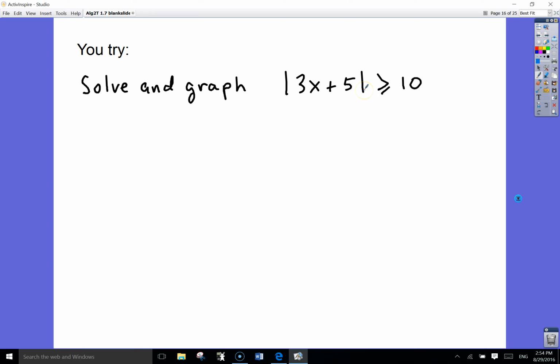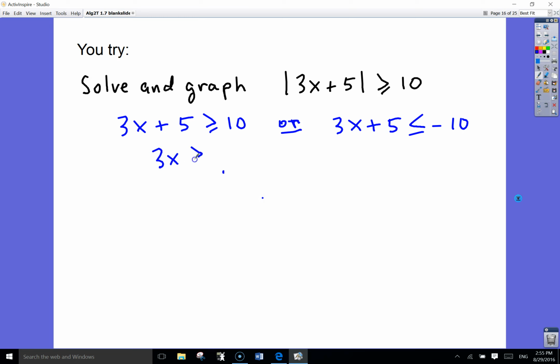This one is already isolated, so I can just write my 2 inequalities. Remember, don't include absolute value symbols at this point. Together, these 2 inequalities are saying the same thing without using absolute value symbols. And now we can do algebra with this. So subtract 5. X is greater than or equal to 5/3. Subtract 5. Divide by 3.